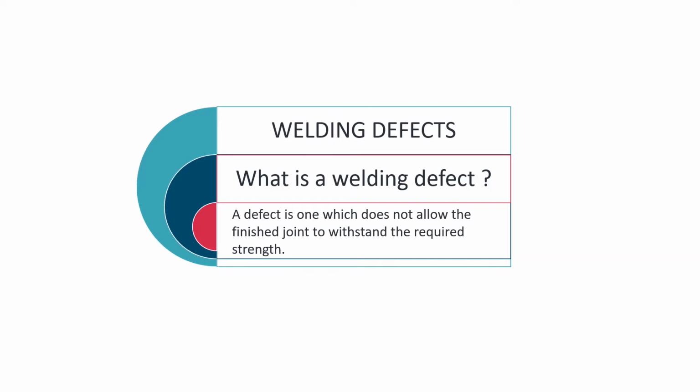We will now learn about welding defects. What is a defect? A defect is one which does not allow the finished joint to withstand the required strength. There are quite a few types of welding defects.